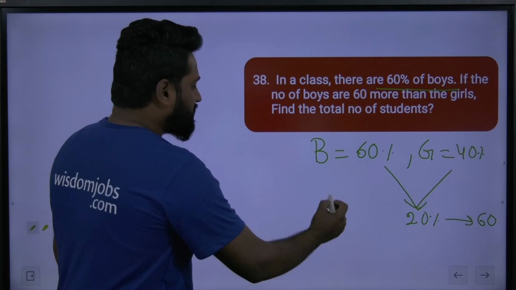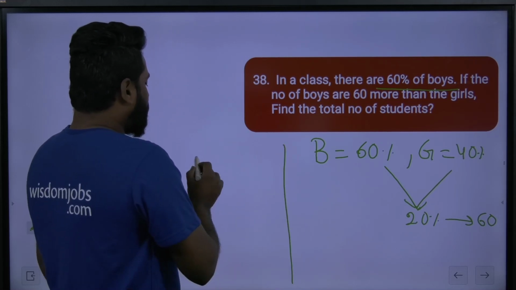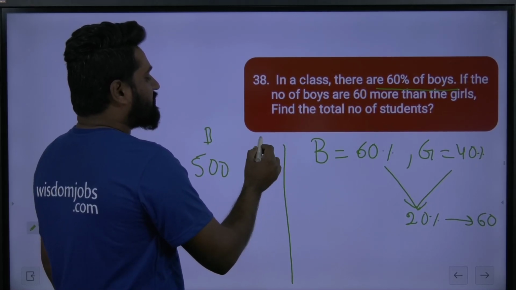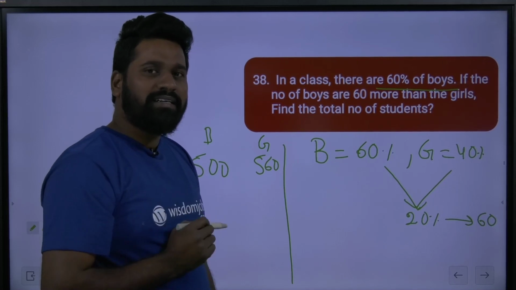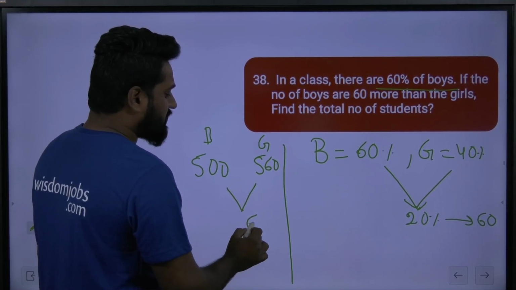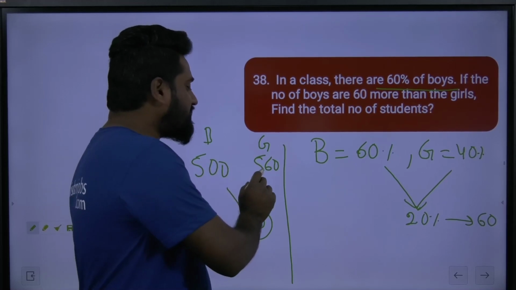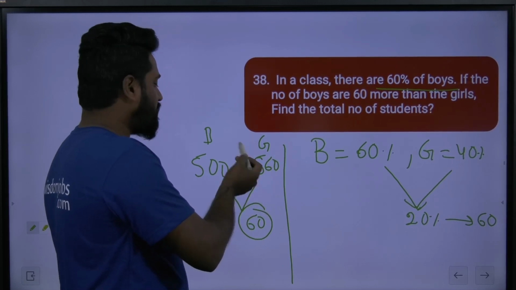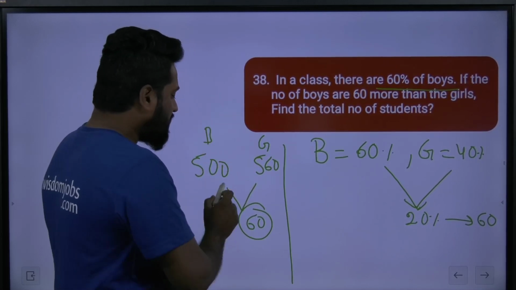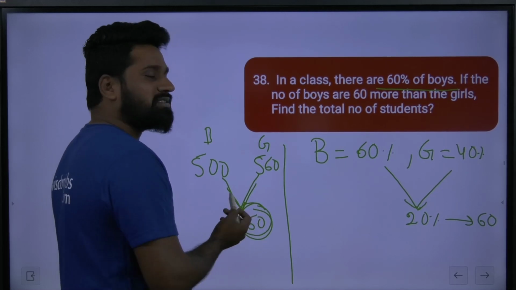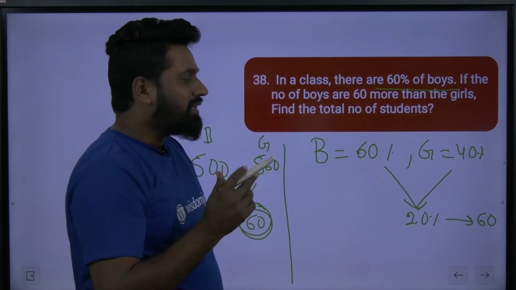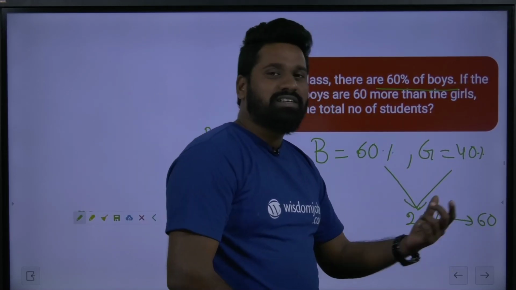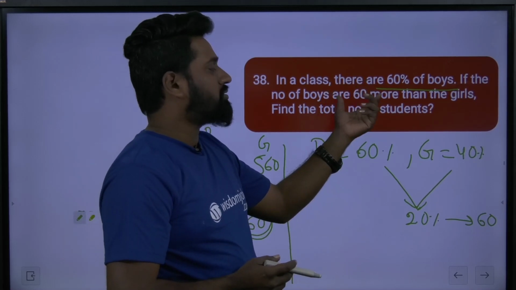Is it clear, all of you? Suppose, for example, 500 boys are here and 560 girls are here. What is the difference between these two? 60. Here 60 girls are more than the boys. 60 girls more than the boys is the same as the difference between boys and girls being 60, right? So same concept here: the difference of percentages indicates the difference in the number of boys and girls.